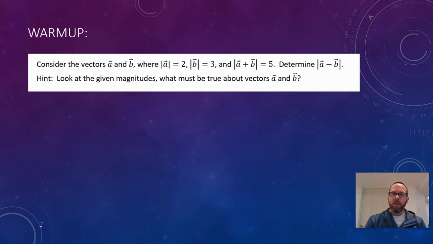So I've given you a hint. If you look at the magnitudes, there is a very specific way that these vectors will add together, a very specific way that these vectors must be arranged. See if you can figure that out. If you can figure out how to draw A plus B, then you'll be able to draw A minus B and solve the problem. Or as I said, you could follow with me right now.